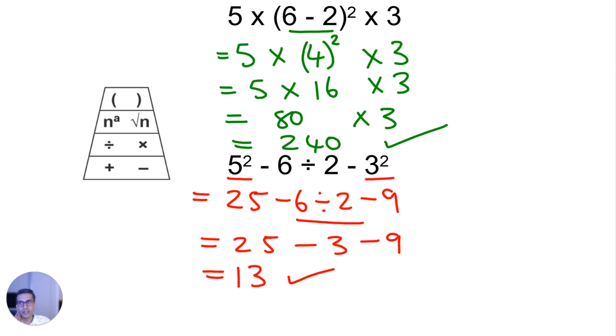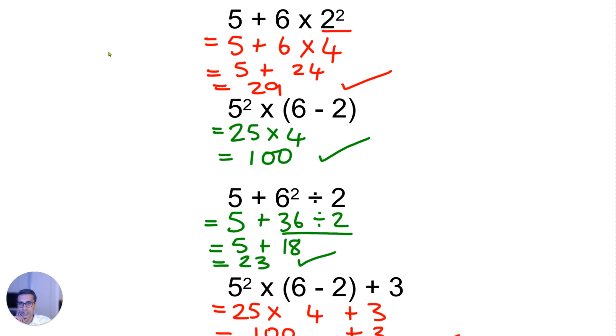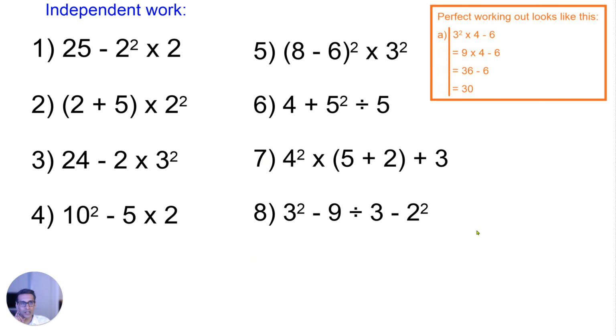Mark your work. Here's just a quick overview of all the questions we've done. You can see all of the answers there. So what we're going to do now is move on to the practice exercise. This must be done in your books or on paper, and you have to show your working out just like this example here shows. So this is what perfect working out looks like. It goes down the page. Make sure you have a column in your books if you're doing it in your books.